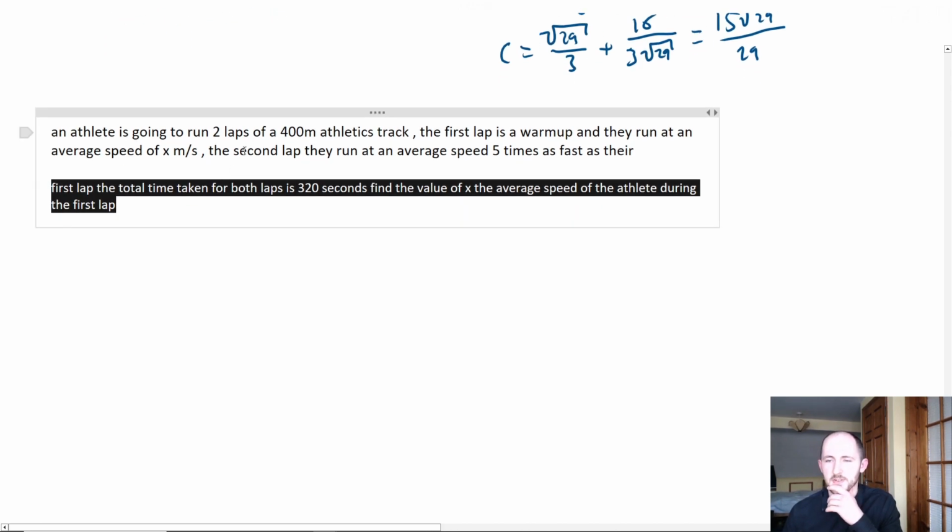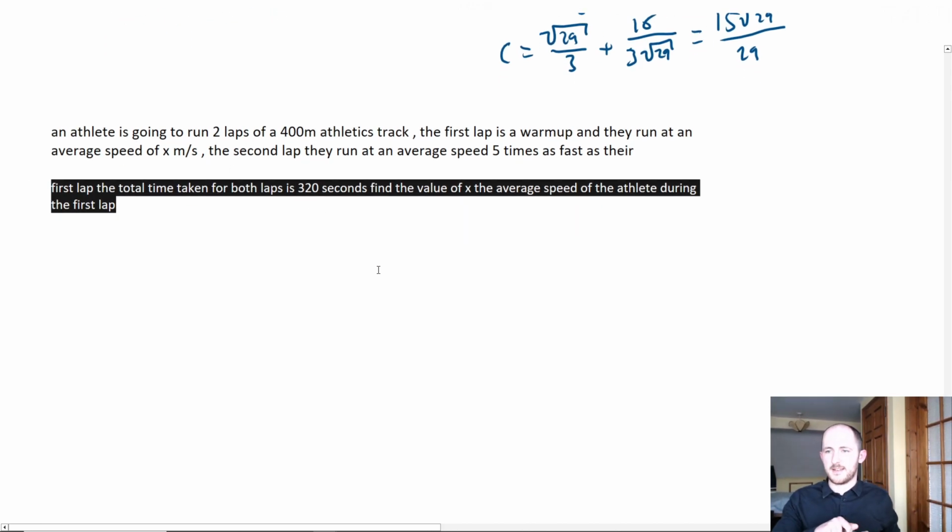Okay, an athlete is going to run 2 laps of a 400-meter athletics track. It's a warm-up. They run at an average speed of x. The second lap, they run at an average speed 5 times faster than the first lap. The total time taken for both laps is 320 seconds. Find the value of x, the average speed.